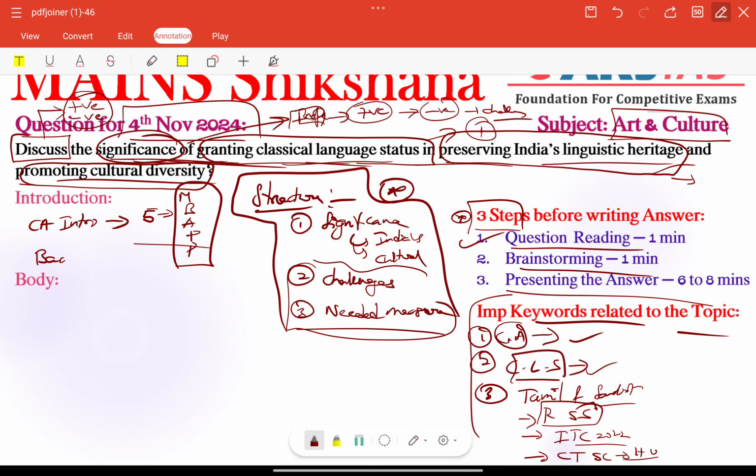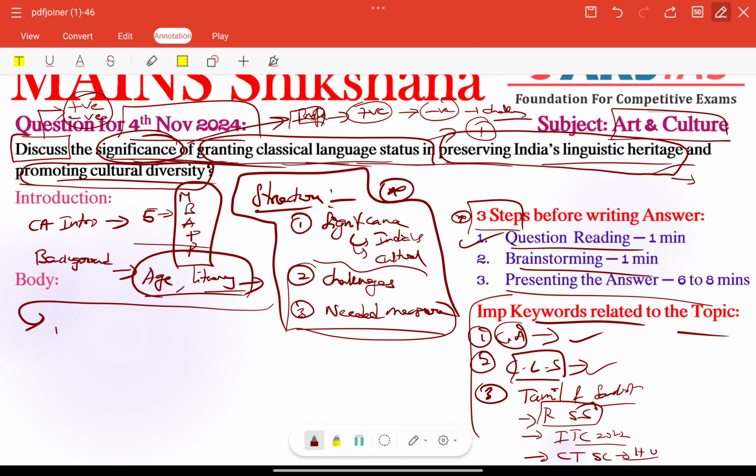Otherwise in the background part here we can connect the criteria on which this classical language status is conferred, such as, for example, age of the language, or literary sources, or richness, or historical significance, etc. We can mention that here, right? So in the body part, we can start analyzing or addressing our structural key parts.